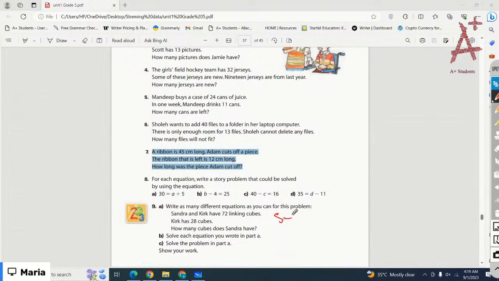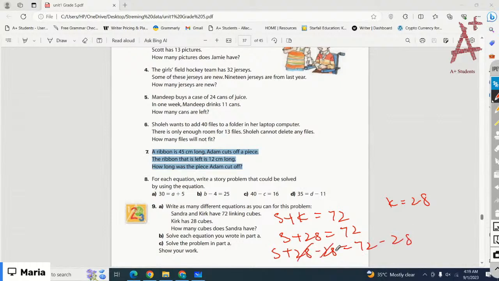Okay, Sandra and Kirk, that means together they have 72 linking cubes. Kirk has 28. Replace k with 28, right? It would be s plus 28 equals 72. Just solve. Subtract 28 from both sides. So it would be 72 minus 28. 28 minus 28 is 0. And then 72 minus 28 is 44. That means Sandra has 44 linking cubes, right?